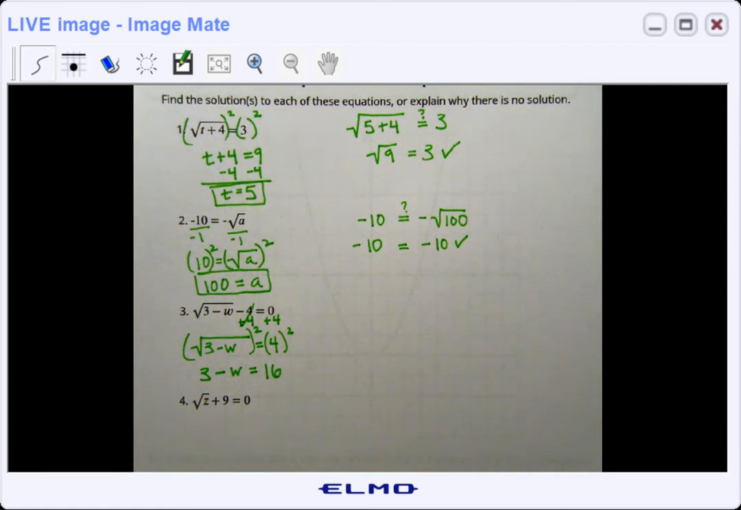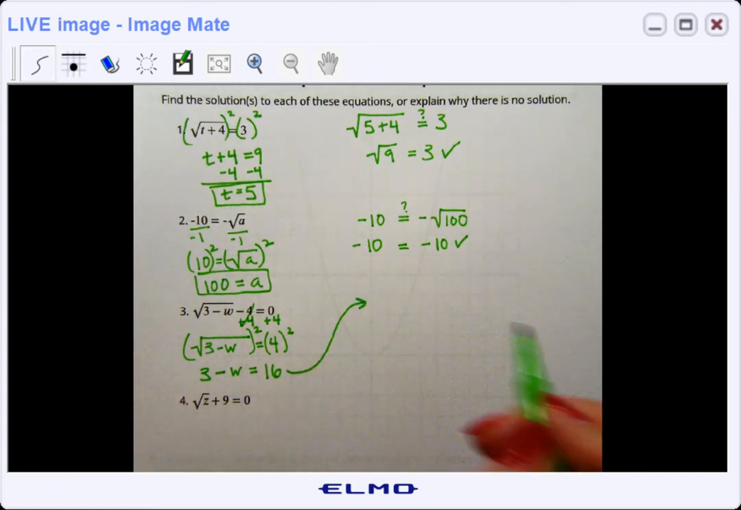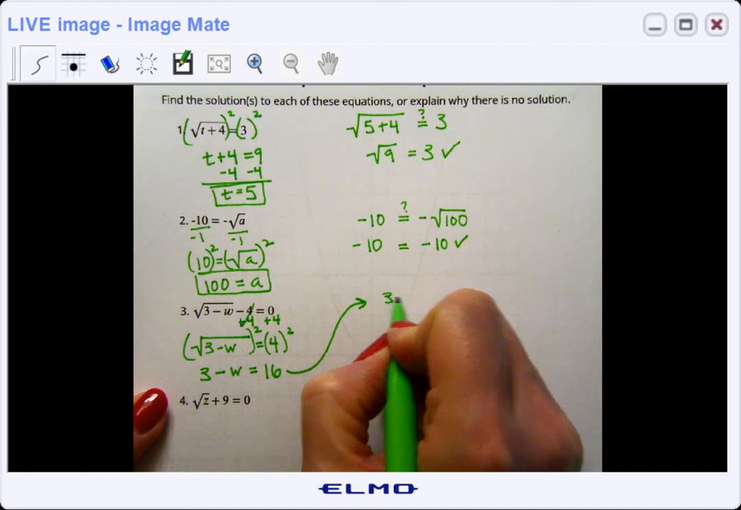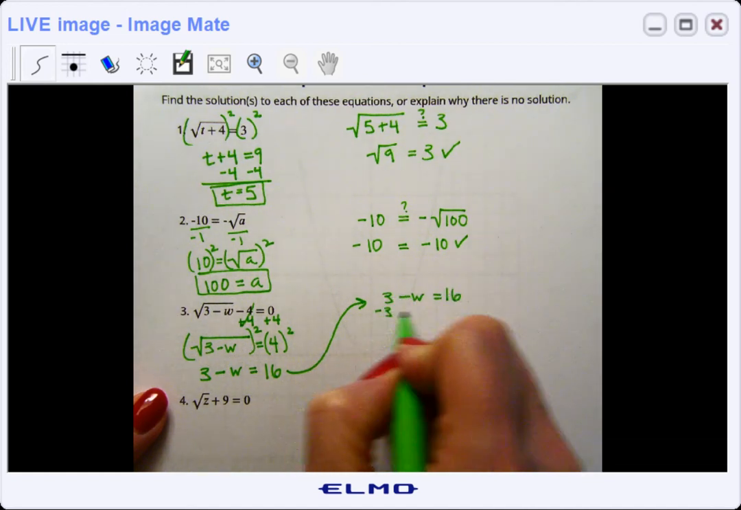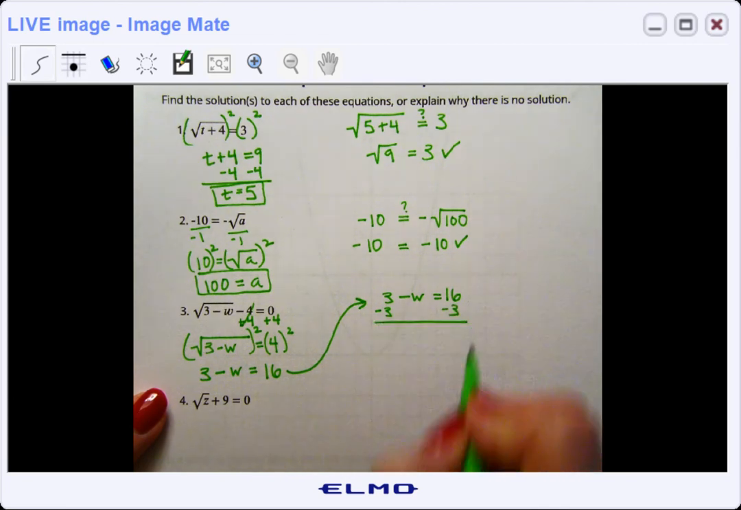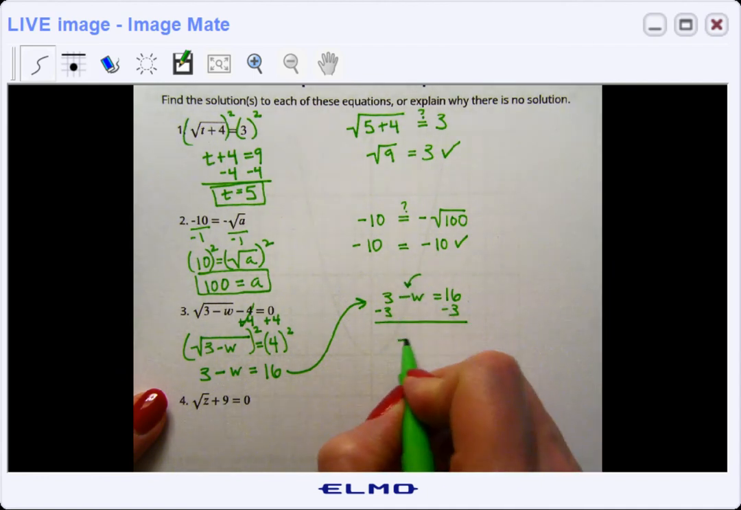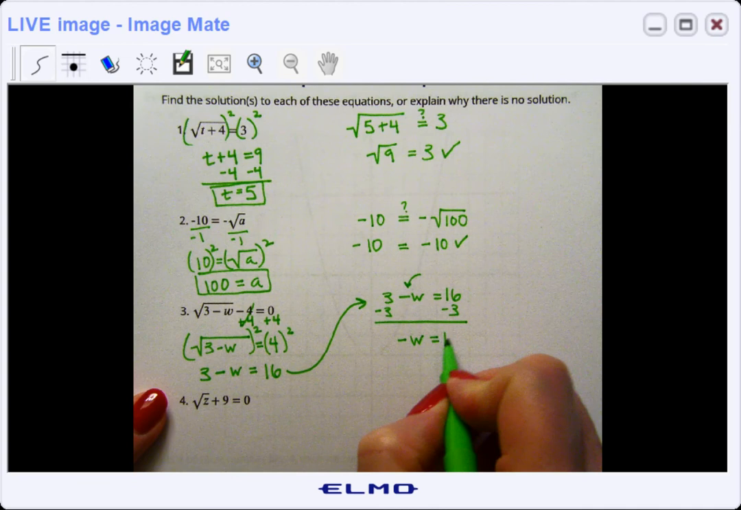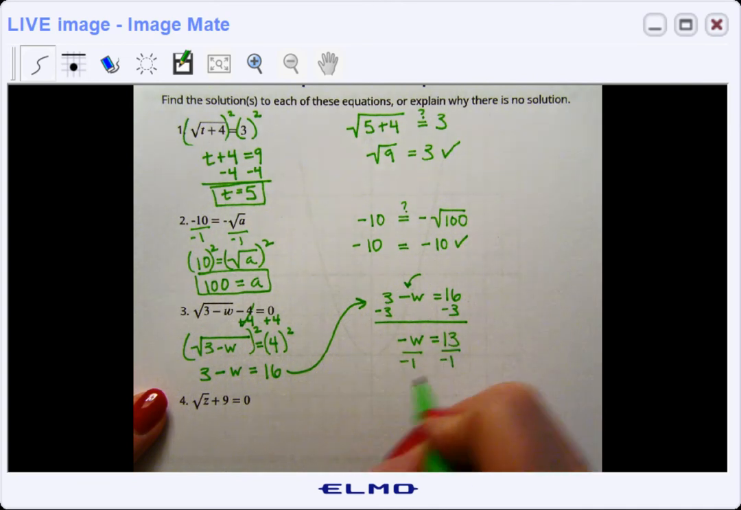Okay, so I'm running out of space. I'm going to just move this up here. 3 minus w equals 16. Okay, subtract the 3 from both sides of the equation. 16 minus 3 is 13. Don't forget, though, there's a minus. So negative w equals 13. So divide by negative 1, and we get w equals negative 13. Maybe.